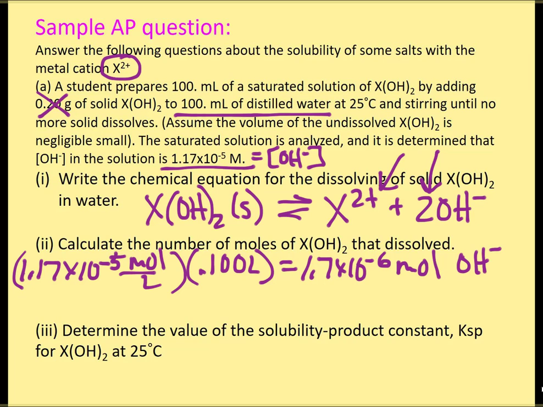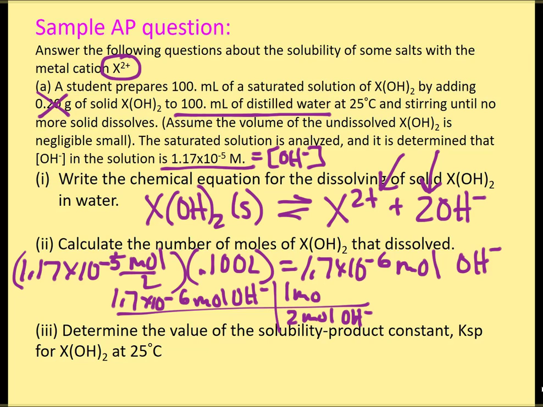Now it wants moles of the solid, so I need to do some stoichiometry. I have that many moles of my OH, and I know for every 2 moles of my OH, I have 1 mole of my solid. And that's what they want. They want the moles of the solid. And so I'm just essentially cutting this number in half. So that is how many moles of my solid that's dissolved.